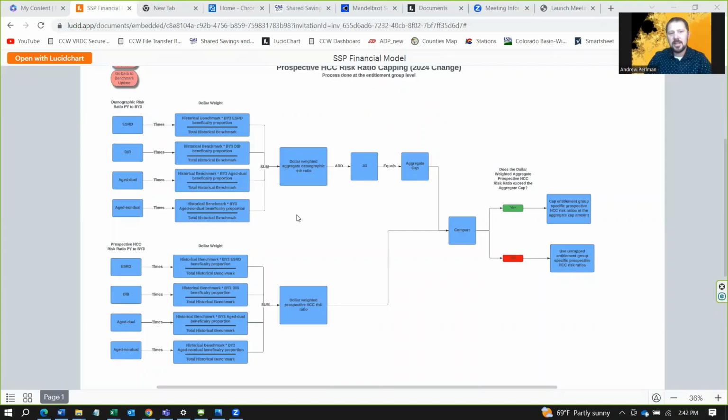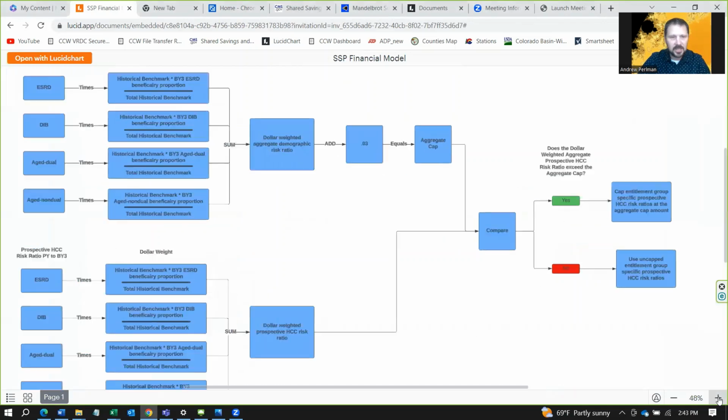So traditionally, ACOs have been capped for HCC growth at 3%. This is done at each entitlement group level, so every single entitlement group was capped at 3% growth. Sometimes you'd have the ESRD or disabled group capped, and the others wouldn't be. That's still going to be the case. There are still caps applied at the individual group level, but what they're changing is that the determination of whether you will be capped is done at an aggregate level.